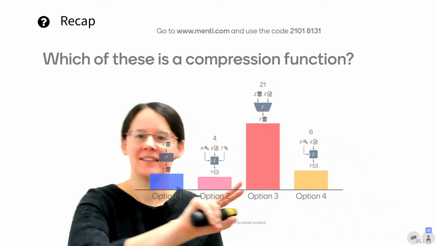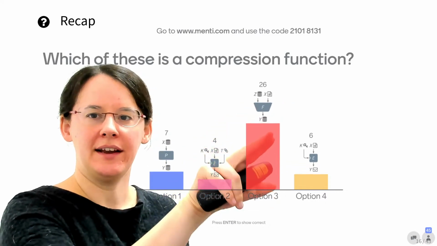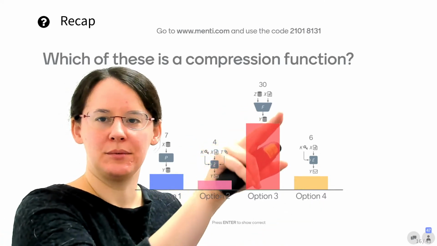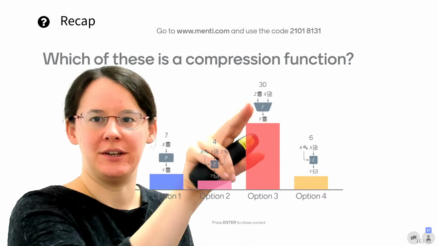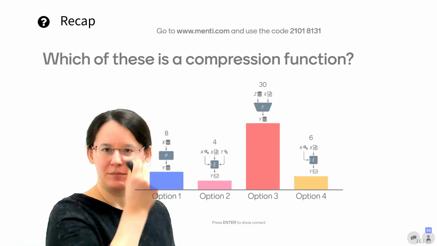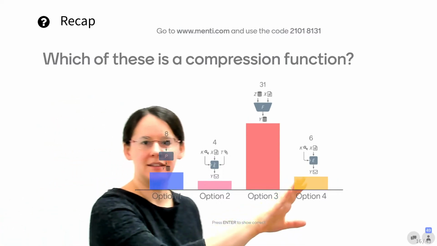pictures. This is indeed a compression function. You can see that it has a larger input and it compresses it to a smaller output. And we also indicate it with this trapezoid shape here in the picture. Some of the other ones also have a larger input than output, but they are not actually compression functions. And one of them is this one here.